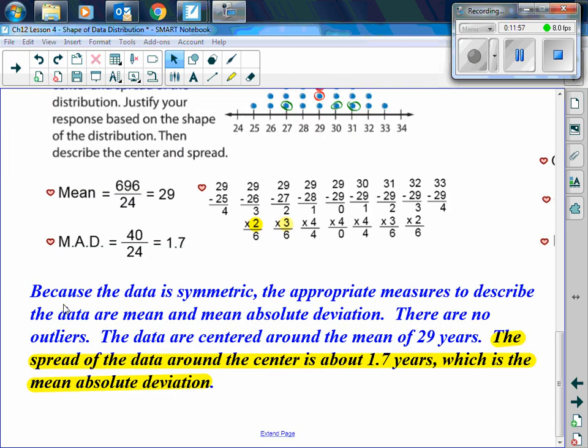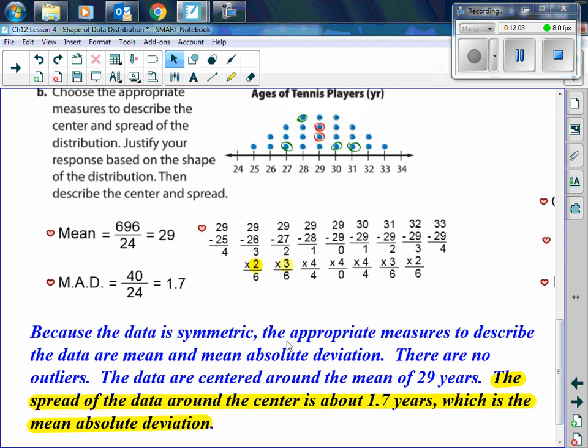So here's the description. Because the data is symmetric, the appropriate measures to describe the data are the mean and the mean absolute deviation. This is what we found up here. There are no outliers, and the data are centered around the mean of 29 years. The spread of the data around the center is about 1.7 years, which is the mean absolute deviation. Does everybody understand that? So here is the mean. The mean absolute deviation is about 1.7.